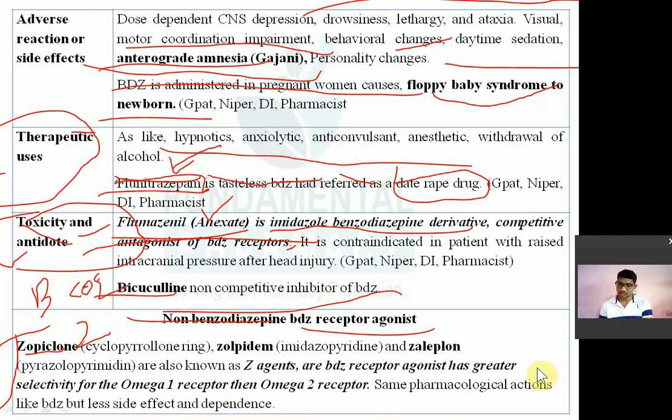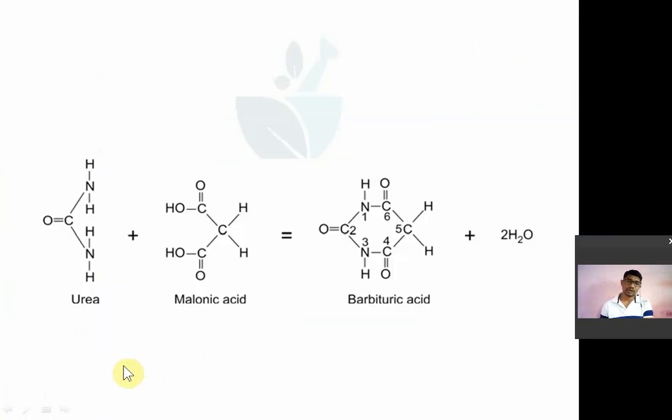Okay, and are benzodiazepine receptor agonists, which have greater selectivity for the omega 1 receptor than the omega 2 receptor. They will have similar pharmacological actions and pharmacological uses as benzodiazepines. They are relatively safe and will have fewer adverse effects. They are newer drugs. Next, we'll see the barbiturates.